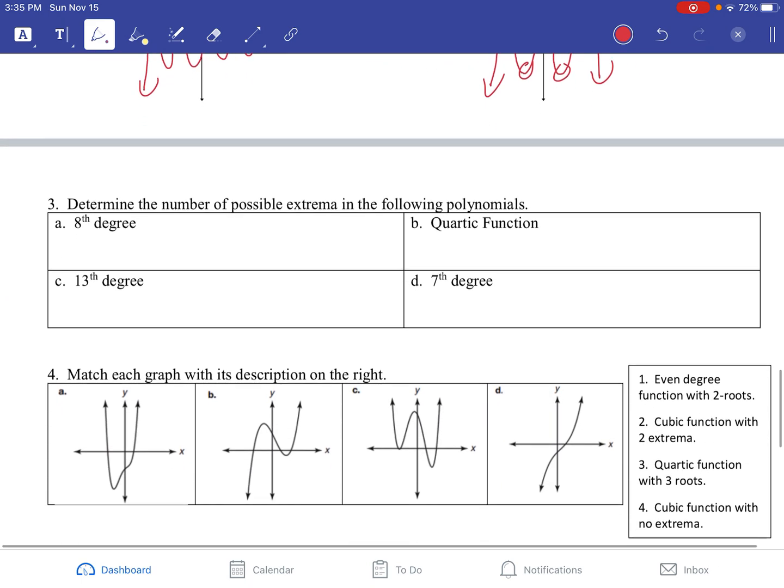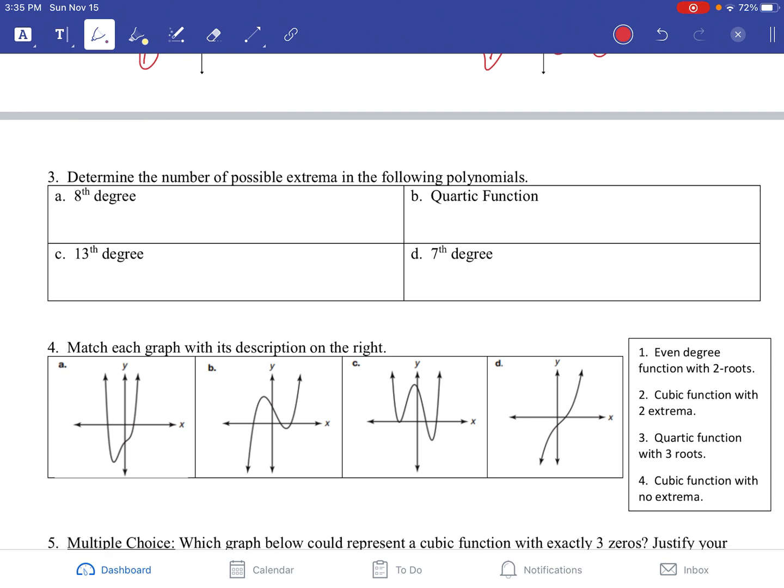So let's try it in this way. For an 8th degree polynomial, what is the number of possible extrema you can have? Okay, so we take 8 minus 1 is 7, and then every other number going down: 5, 3, 1. All right, a quintic function is an x to the 5th. If you take 5 minus 1 is 4, 2, and then 0.